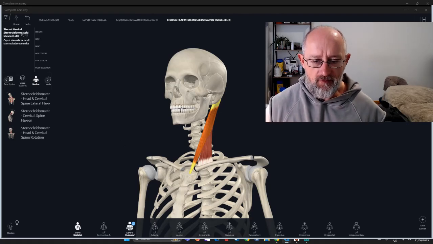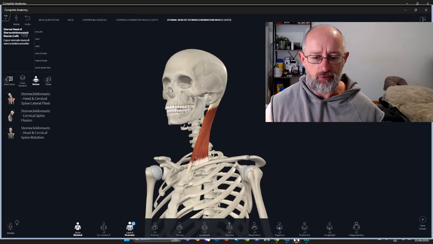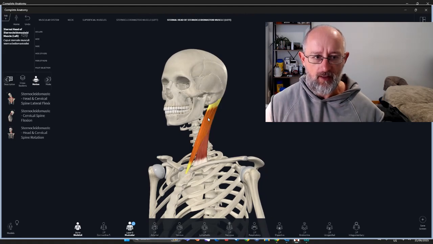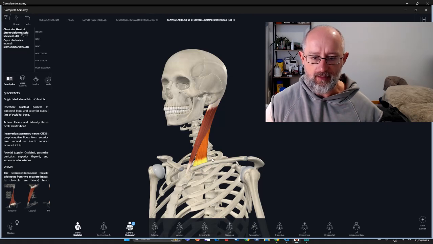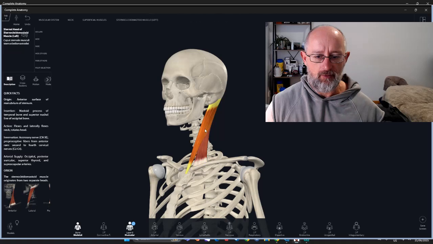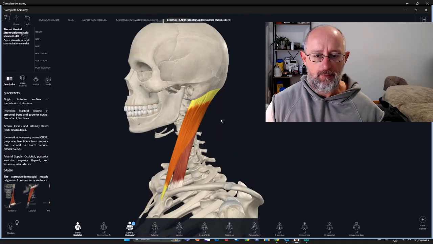So here we have the sternocleidomastoid. It's usually got two components to it. So we have the sternal component, which goes to the sternum, and then we have the clavicular component, which goes to the clavicle here. So the sternal component, when we're looking at the attachments, it's on the mastoid process.